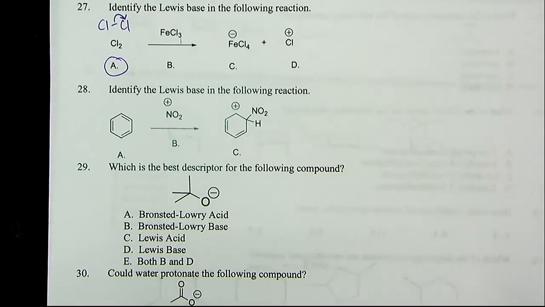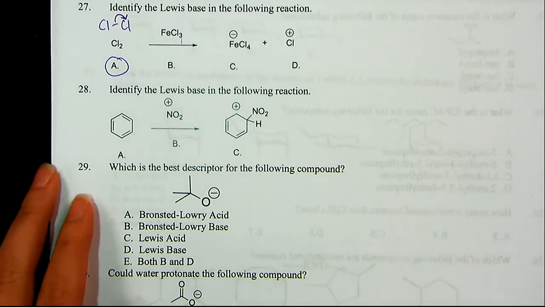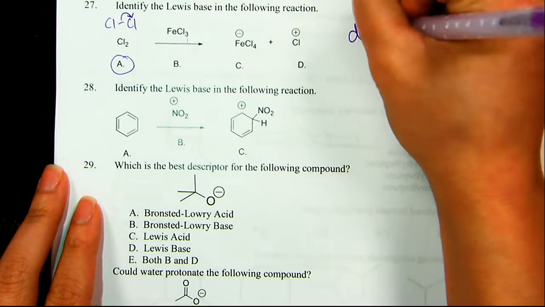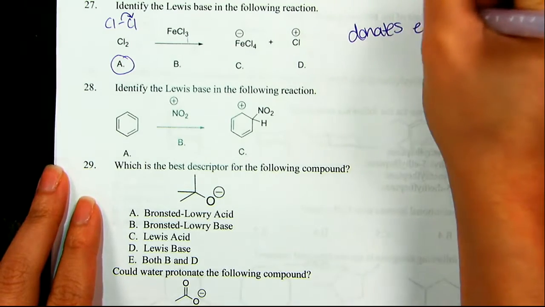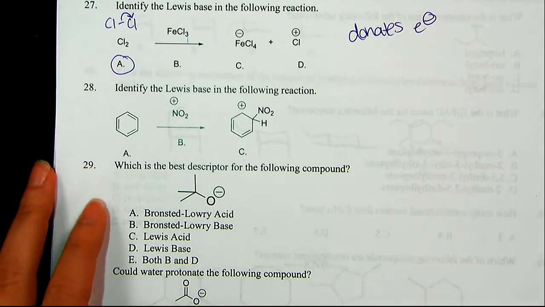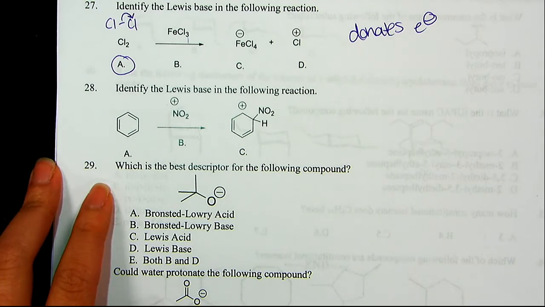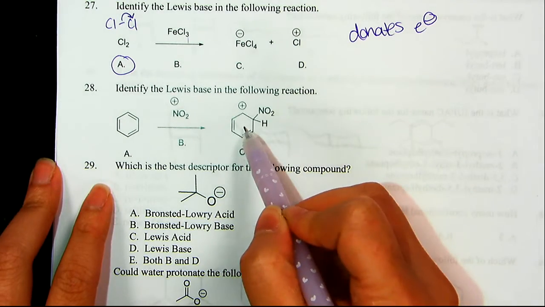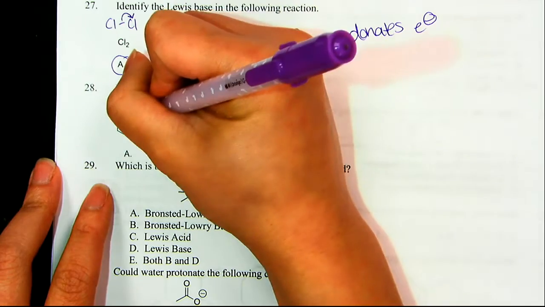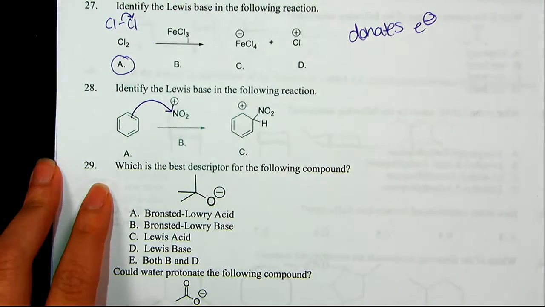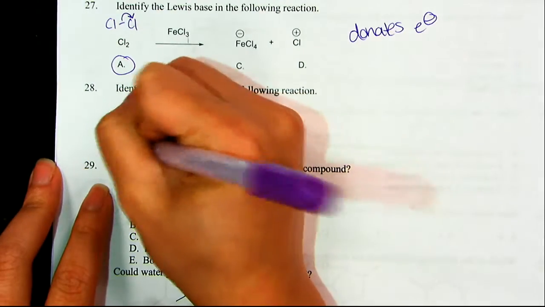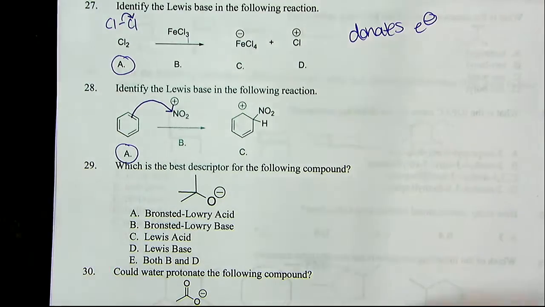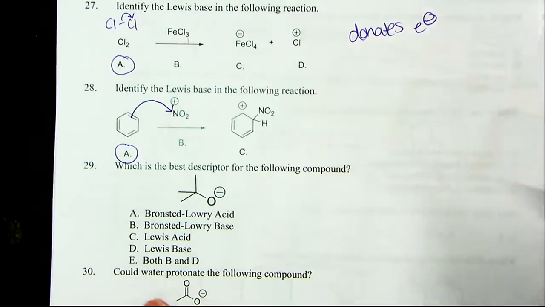So identify the Lewis base in the following reaction. So again, the Lewis base donates electrons. So here we have to mention the attack position, which means that this pi bond is going to attack this nitrogen. So this will mean that the pi bond is going to donate the electrons. And we lose that electron in the other part.